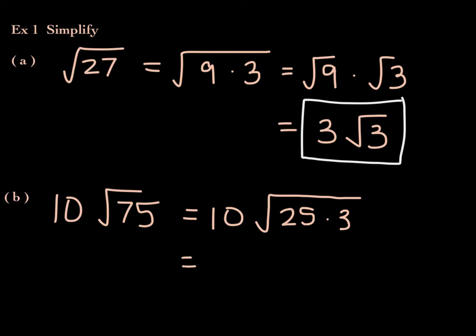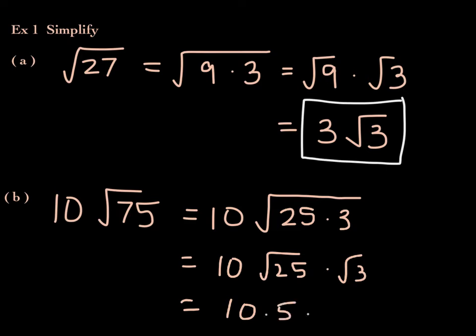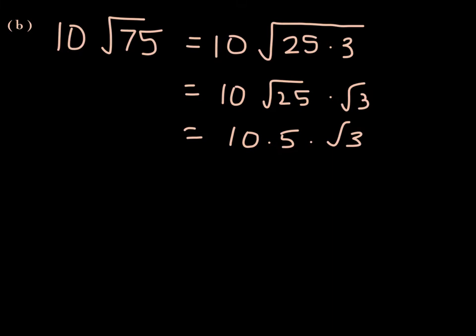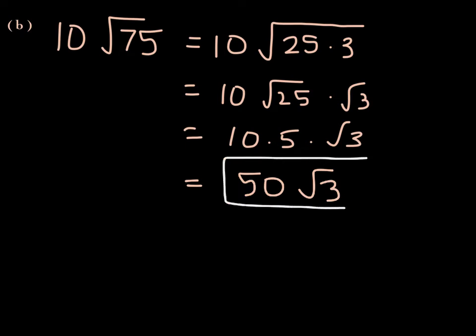All right, so we have 10 times the square root of 25 times the square root of 3. That's the product rule there. So this becomes 10 times the square root of 25, which is 5, times the square root of 3. So simplified, the answer is 50 root 3. Again, this is irrational. The reason why this is an irrational answer is because 75 is not a perfect square.